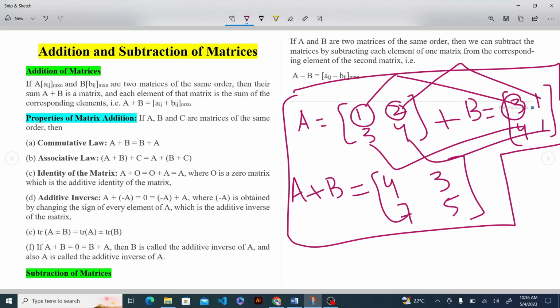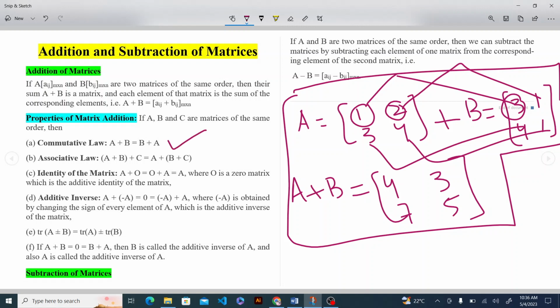Now let's move to the properties of matrix addition. There are some properties to be considered for matrix addition, as follows. If A, B and C are matrices of the same order, then the first property is the commutative law, as we have studied for sets as well. A plus B is equal to B plus A, meaning if we change the order of addition, whether we add B to A or A to B, the answer would be the same. This is the commutative law.